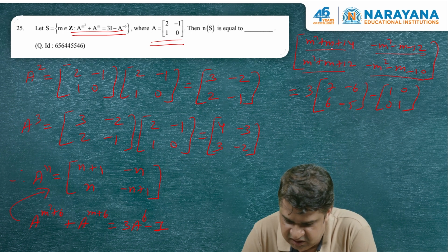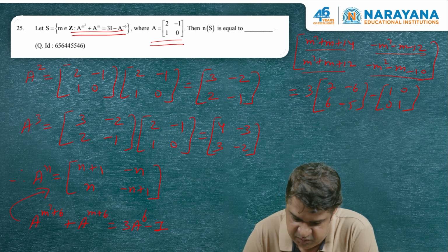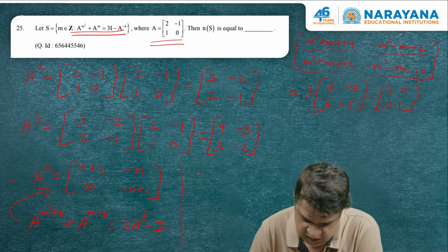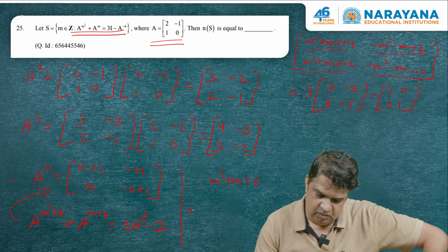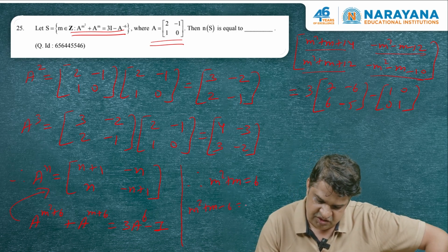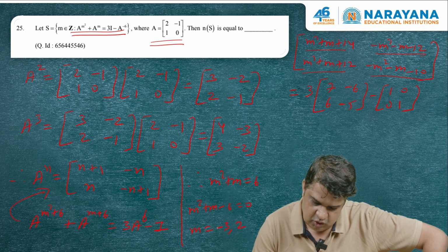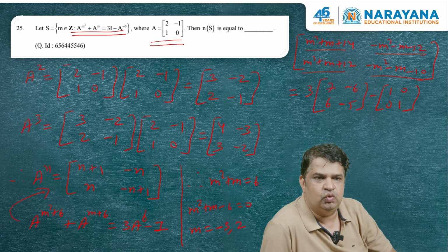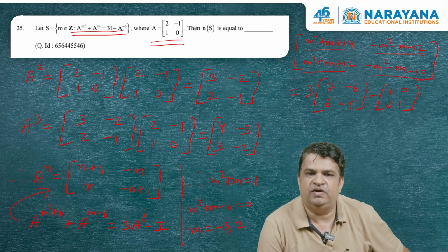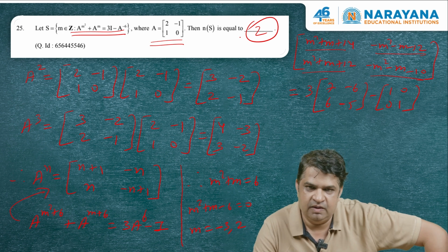For example, here it is what? 21 minus 1 is 20. So, m square plus m equal to 6. So, in any case we are getting m square plus m equal to 6, means m square plus m minus 6 equal to 0. So, obviously, m is equal to minus 3 comma 2. So, we are getting two values of m, minus 3 and 2, and what they are asking is the number of elements in the set. So, of course, our answer will become 2.